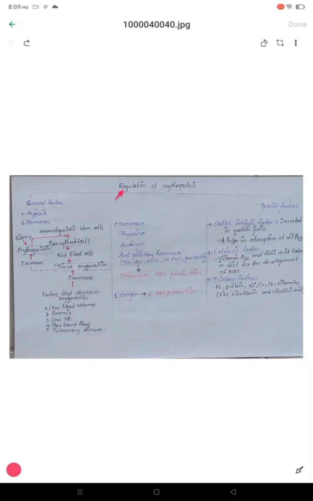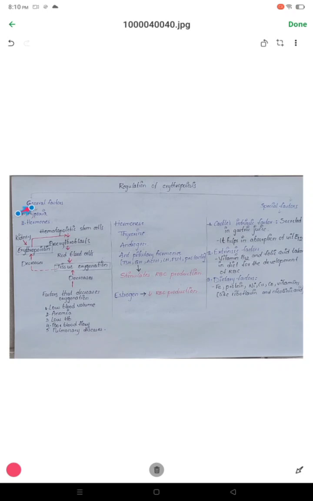Now we will go into our topic, regulation of erythropoiesis. Regulation of erythropoiesis is influenced by various factors. We have categorized them into two main factors, general factors and special factors. These special factors are further divided into gastric intrinsic factor, extrinsic factor and dietary factor, and the general factors are divided into hypoxia and hormones. And now we will go into one by one topic in a detailed way.